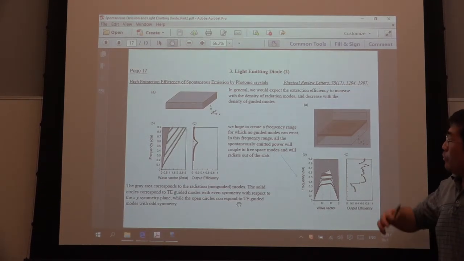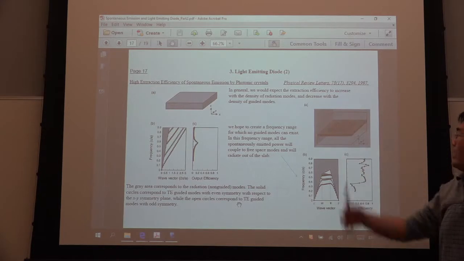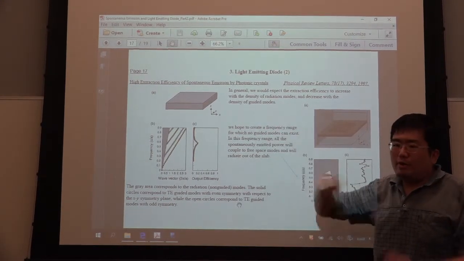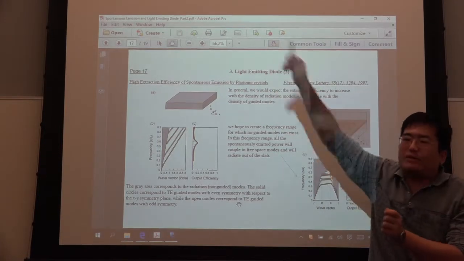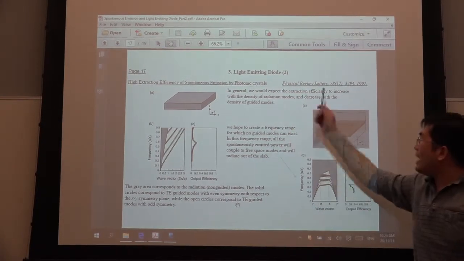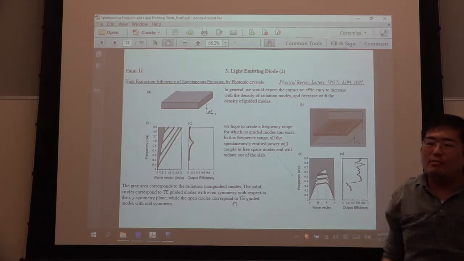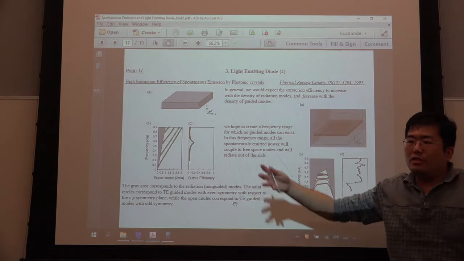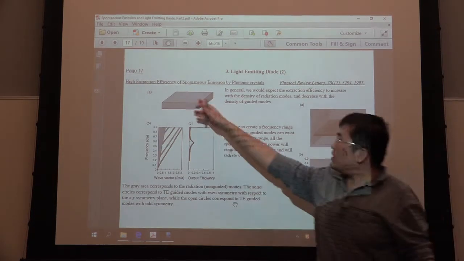In the ideal LED, the extraction becomes very high. High extraction means increasing the density of radiation modes, because they can couple to free space outside, and decreasing the density of guiding modes. If the light is inside the guiding mode, it will be trapped in the device and cannot come out.